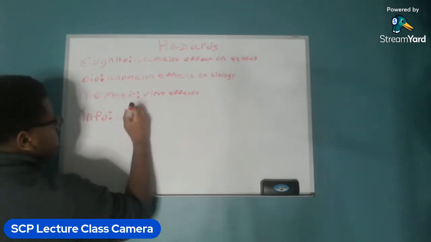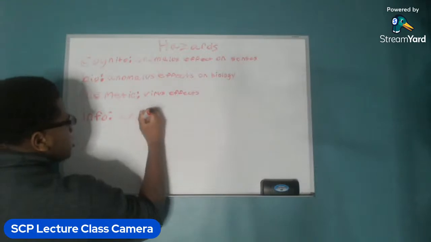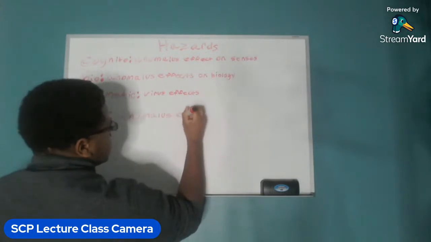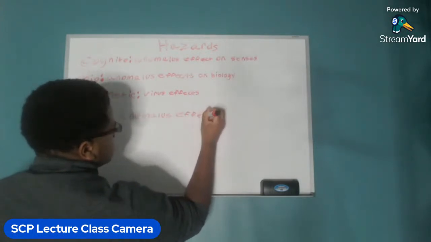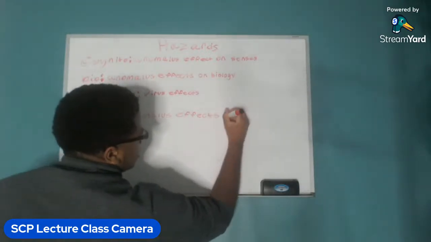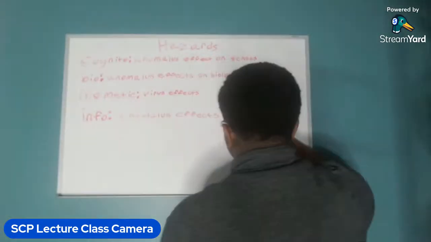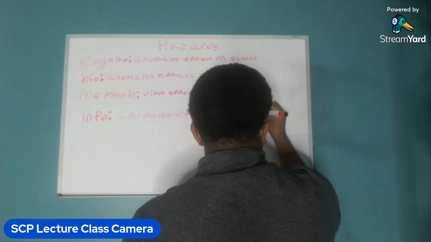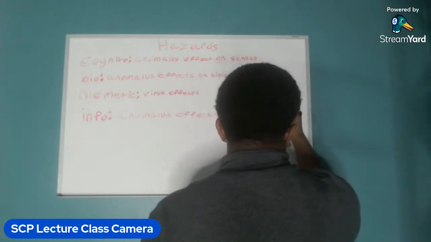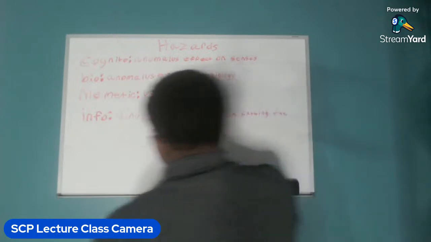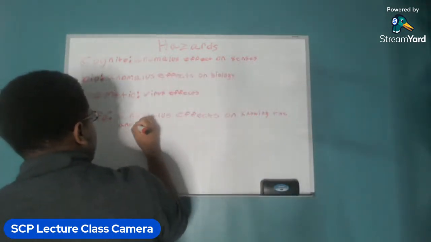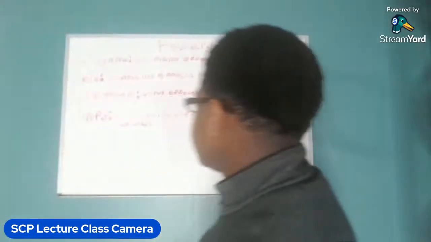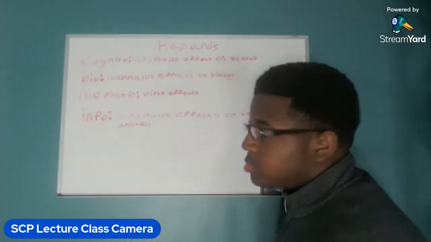Cursus marker. Anomalous effects on knowing the anomaly. So that's pretty much what it is. Anomalous effects on knowing the anomaly.